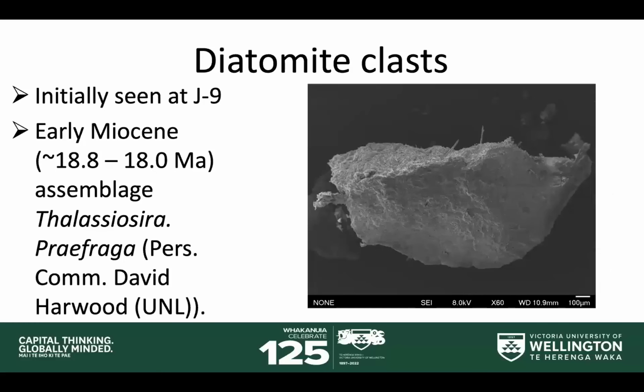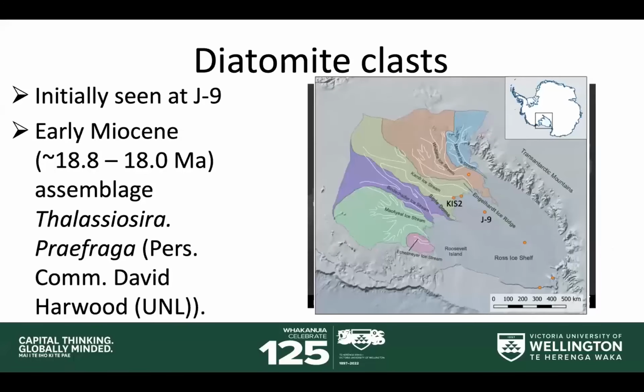So if you remember those low density clasts that I pointed out in the CT image, I picked those out, cleaned them off, and imaged them with our scanning electron microscope, and they turned out to be diatomite clasts. David Harwood at UNL has looked at our diatomite clasts and has identified them as having an early Miocene assemblage of about 18.8 to 18 million years old.